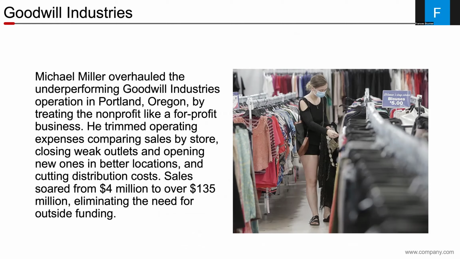He compared sales against each individual store. He would close stores that weren't making enough profit, and he adjusted pricing to reflect the resale industry at the high end. So now sales from Goodwill soared as a result, and they're now making over 135 million, possibly more. That was in 2022 at the time the book was printed, and they no longer need outside funding.